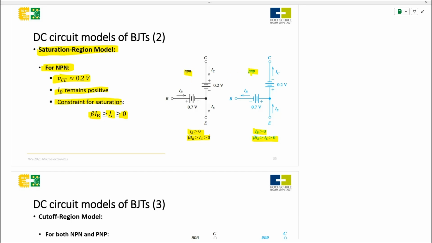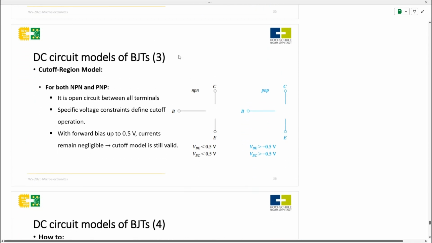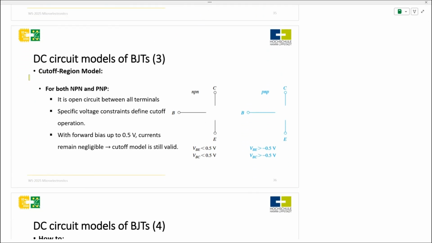Okay, and finally, the cutoff region. The cutoff region is for both NPN and PNP. It is an open circuit between all terminals. Specific voltage constraints define the cutoff. And with a forward bias up to 0.5 volt, currents remain negligible. So the cutoff model is still valid.